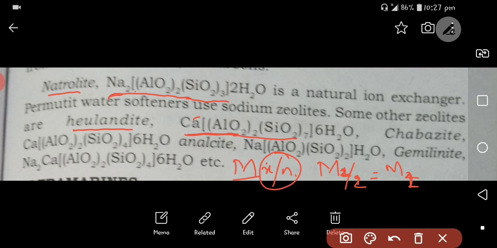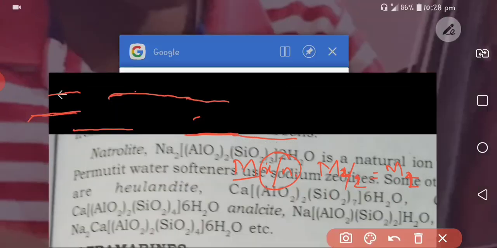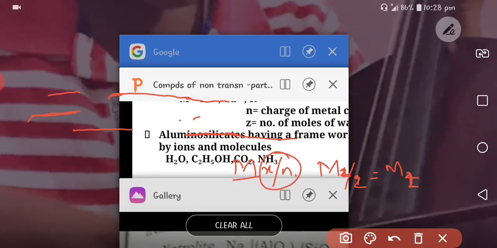These are some of the examples of zeolites. Here you can see one more example, that is called permutit. You have studied this compound in an earlier semester as a water purifier or water softener. So this is about the zeolites. Now we can move on to the slides.